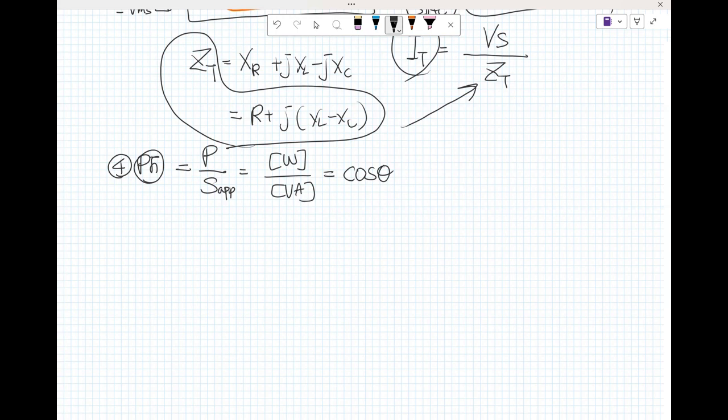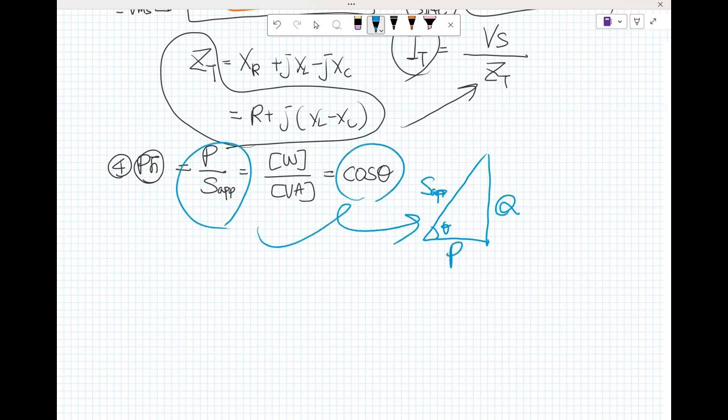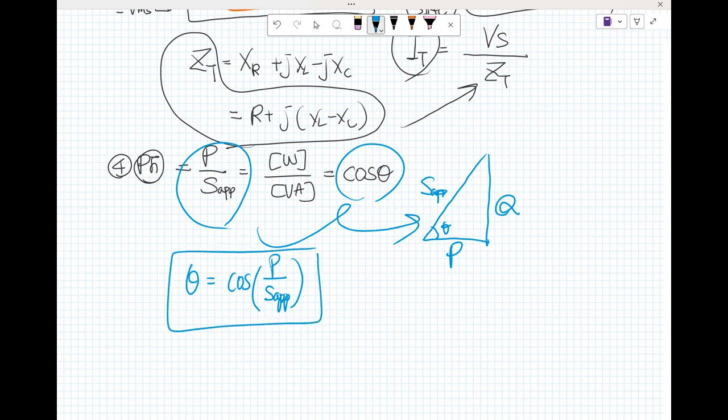At this point, a lot of students make mistakes. Professor, what is the theta? Do you remember in the previous one, I drew this: this is theta, this is P, this is Q, this is S apparent. From the triangle, this is my theta. So the cosine theta means P over S apparent. This is really simple trigonometry. Sometimes I will ask, if you know P and S apparent, the theta is the cosine inverse of P over S apparent. That is my approach here.